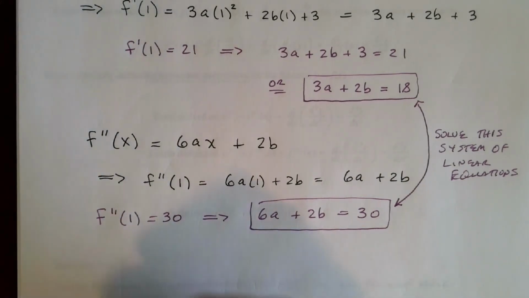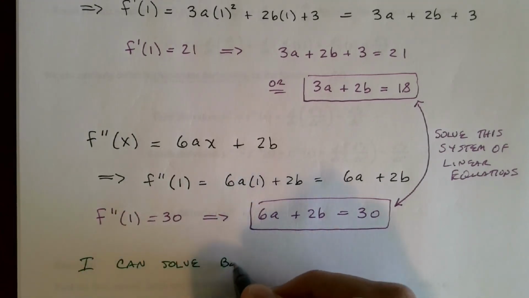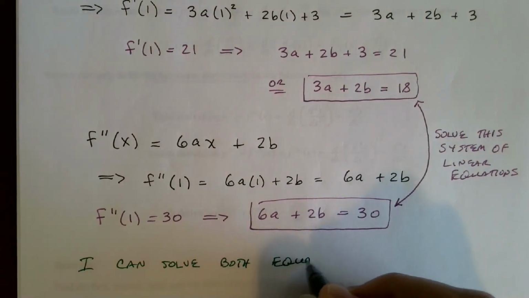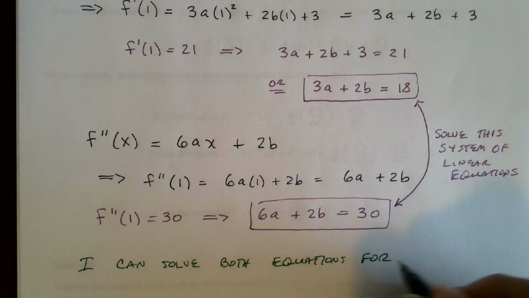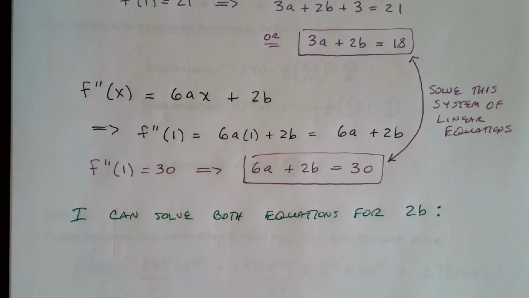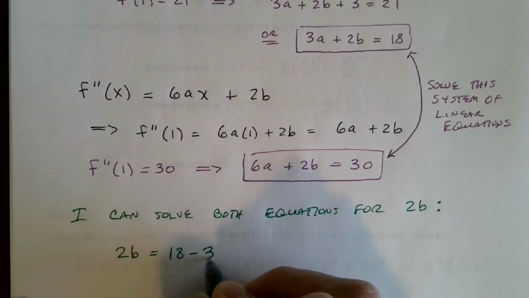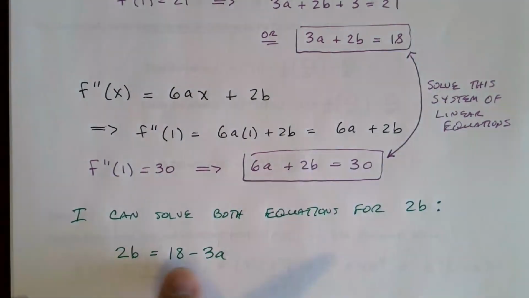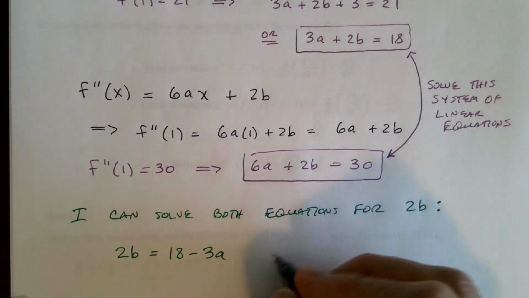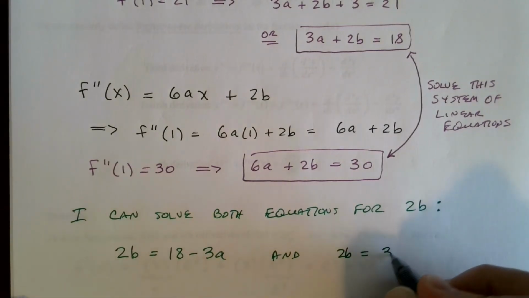So notice I can solve both equations very easily for 2b. There's lots of ways you can solve this, and if you know how to do it a different way by elimination, you can. I'll do a little bit of substitution. But notice in the first equation, 2b is 18 minus 3a, right? If I just subtract 3a, I get 2b is 18 minus 3a. And here, if I just subtract 6a, I get 2b is 30 minus 6a, right?